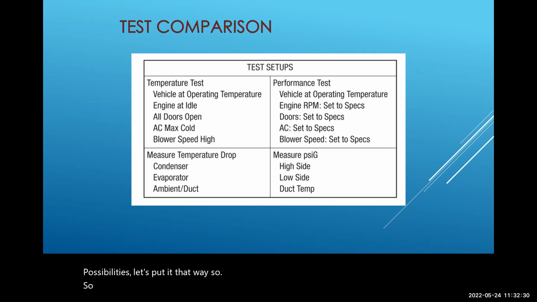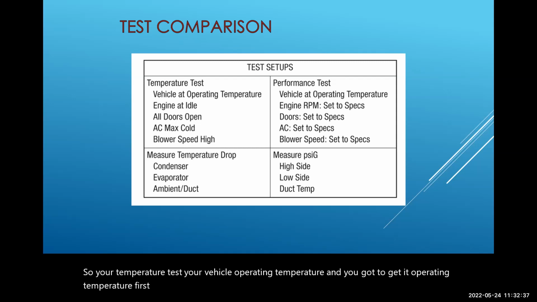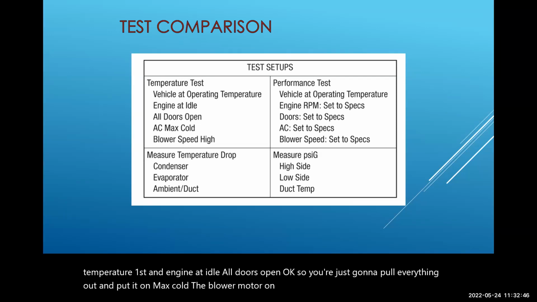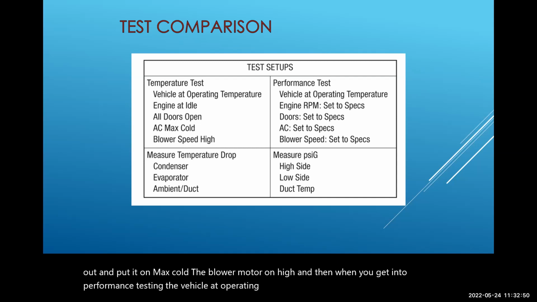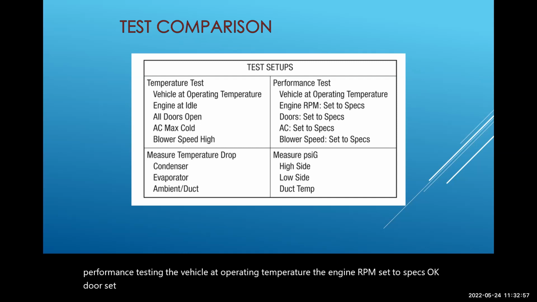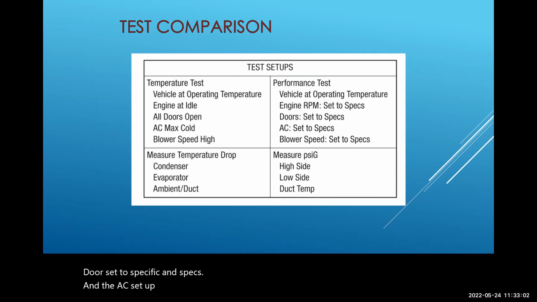So your temperature test, your vehicle operating temperature, you've got to get it to operating temperature first. An engine at idle, all doors open. Okay, so you're just going to pull everything on and put it on max cold, the blower motor on high. And then when you get into performance testing, the vehicle at operating temperature, the engine RPM set to specs, okay, doors set to specs, and the AC set up to specs, and the blower set up to specs.